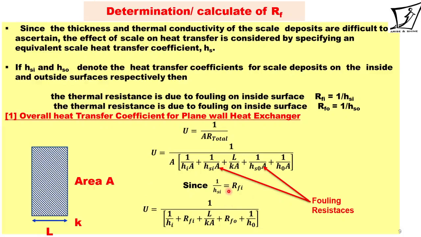Now once again 1 upon HSI is equal to RFI, or simply 1 over HS is equal to fouling resistance. So expression for overall heat transfer coefficient for this plane wall will be reduced to U is equal to 1 over HI plus RFI plus L over KA plus RFO plus 1 over HO. So this expression will take into consideration the effect of fouling resistance on the overall heat transfer coefficient.